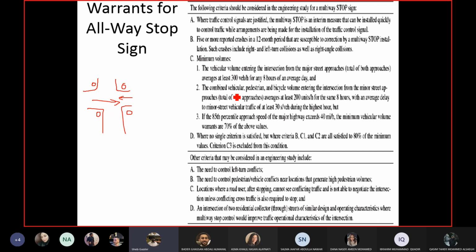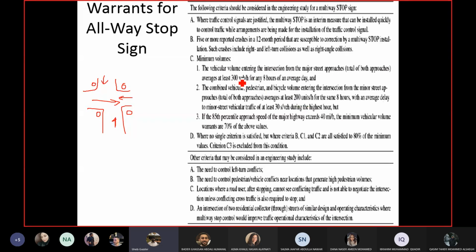The other item is the combined volume, pedestrian and bicycle volume, entering from the minor approaches, again for both approaches. So the combined volume from both approaches of the minor road, including all road users, vehicles, pedestrians, bicycles, is at least 200 units per hour. We cannot say vehicles per hour because now we are considering pedestrians and bicyclists as well. So we are saying 200 units per hour for the same 8 hours in which the major road volume was not less than 300 vehicles per hour. You have to take the volume for the same time period.